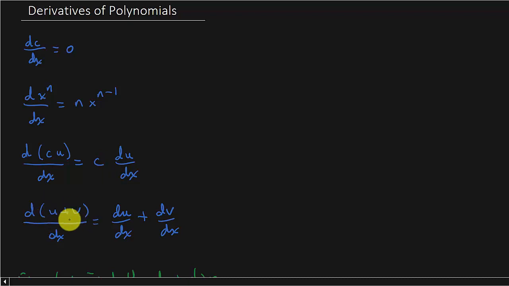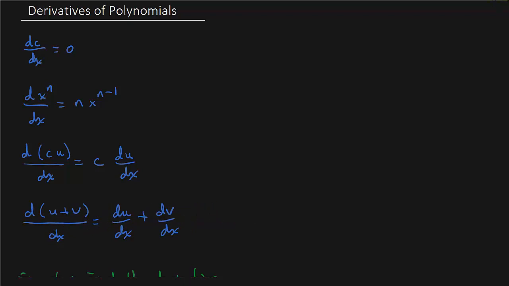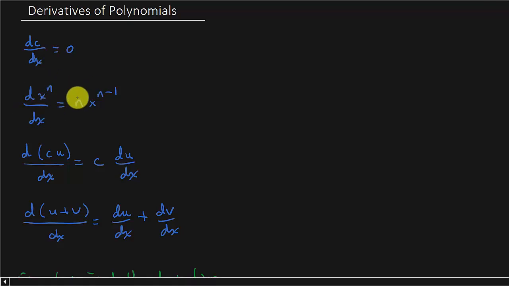And this one, the derivative of u plus v is the derivative of u with respect to x plus the derivative of v with respect to x. Now what this one says is that if you have several terms, you can just take the derivative of each term individually. All right, so let's come back up here to this one.